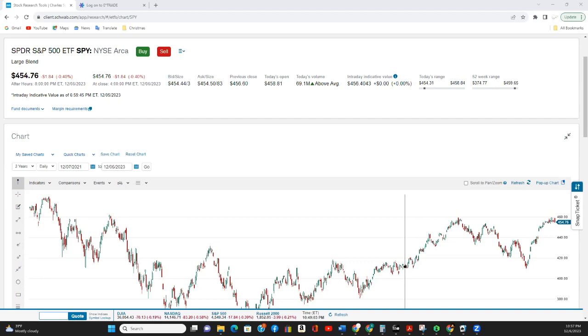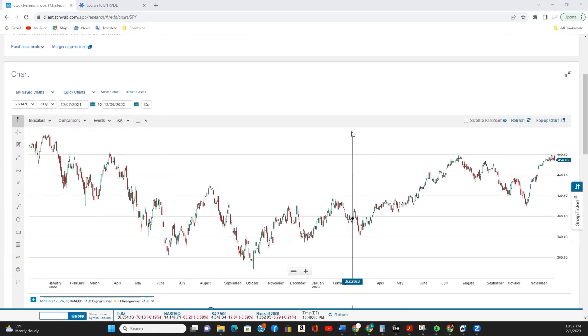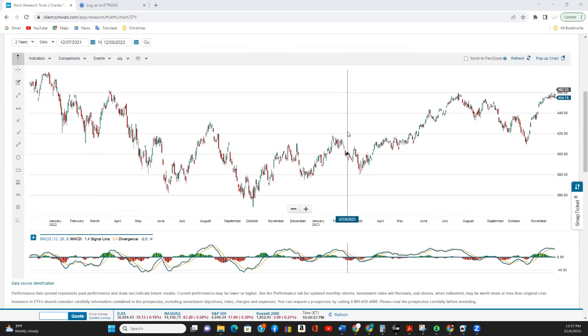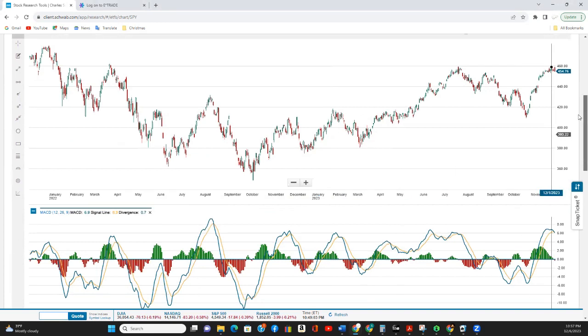And today we're going to do something a little different. You'll see on your screen, this is the chart for SPY, which measures the S&P 500. I've set it to the 2-year time frame. I've removed most of the other indicators that I typically use, except down here we do have the MACD indicator.